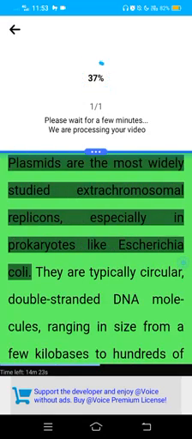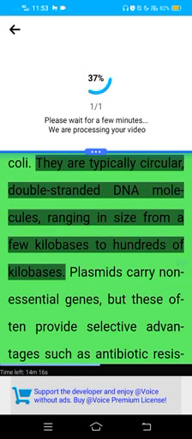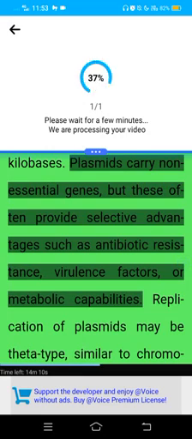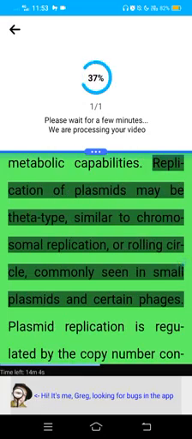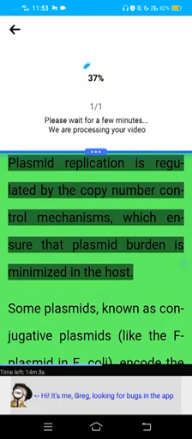Plasmids are the most widely studied extrachromosomal replicons, especially in prokaryotes like Escherichia coli. They are typically circular, double-stranded DNA molecules, ranging in size from a few kilobases to hundreds of kilobases. Plasmids carry non-essential genes, but these often provide selective advantages such as antibiotic resistance, virulence factors, or metabolic capabilities. Replication of plasmids may be theta-type, similar to chromosomal replication, or rolling circle, commonly seen in small plasmids in certain phages. Plasmid replication is regulated by copy number control mechanisms, which ensure that plasmid burden is minimized in the host.